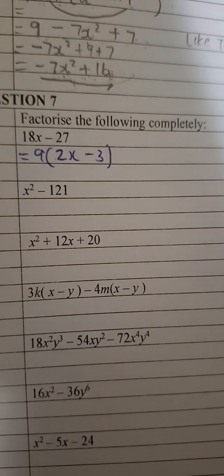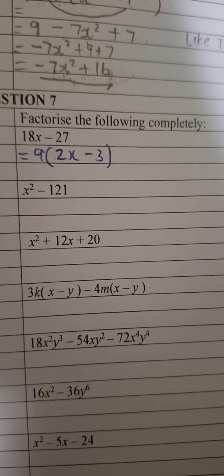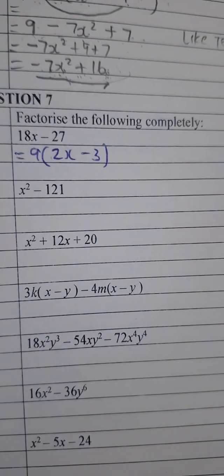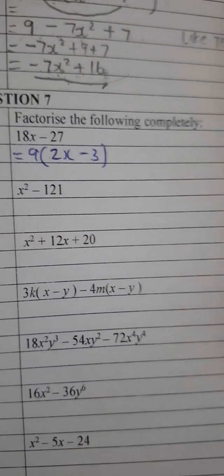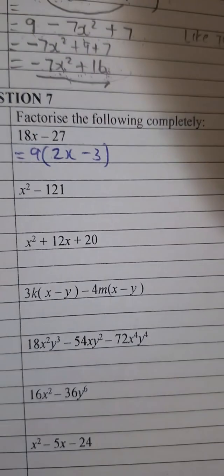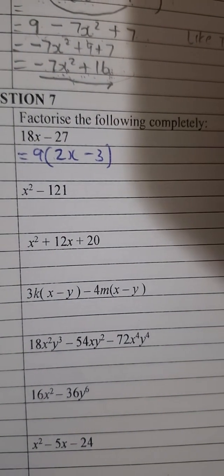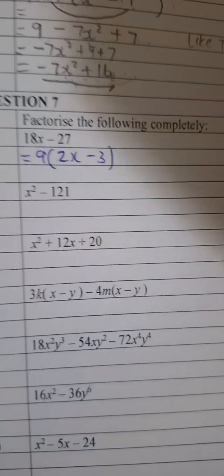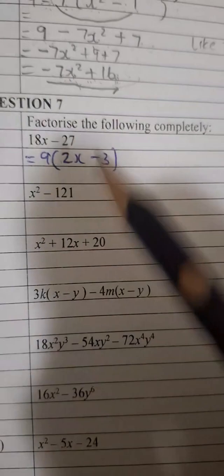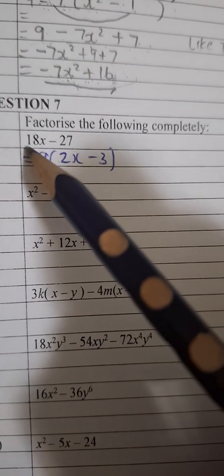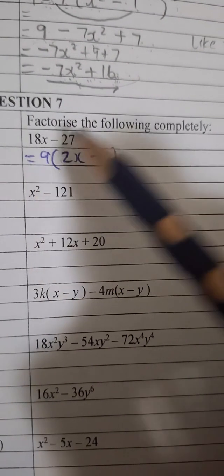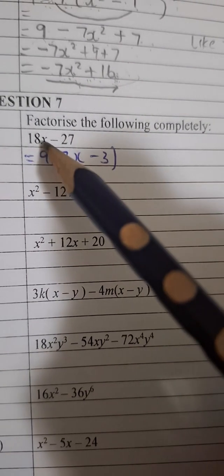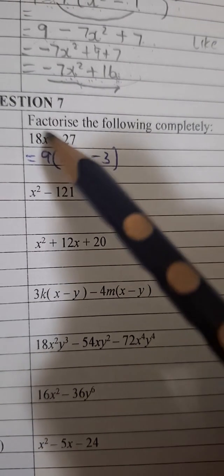So guys, 18x minus 27, when we factorize 18x minus 27, we know that the first thing we always ask ourselves is, in the expression 18x minus 27, is there a highest common factor? So we identify that highest common factor, and when we do so, we look at the sign of the first term and the last term. We look at the number of the first term and the last term, and then we look at the variable of the first term and the last term.